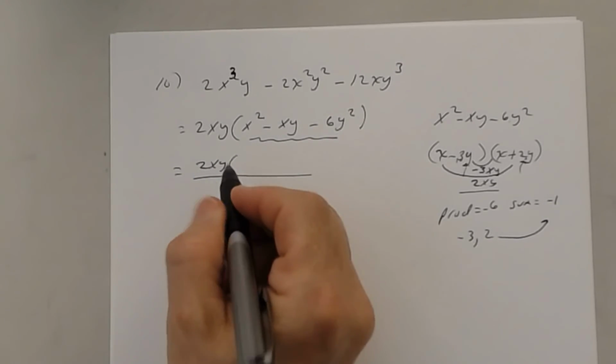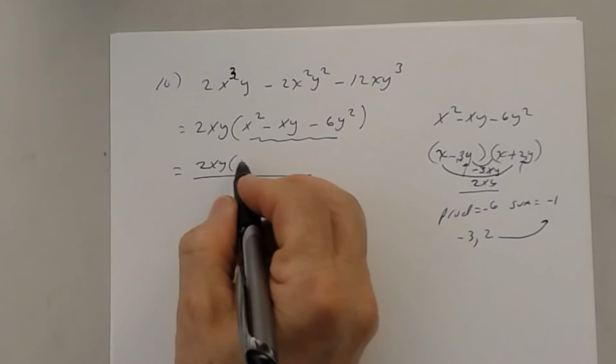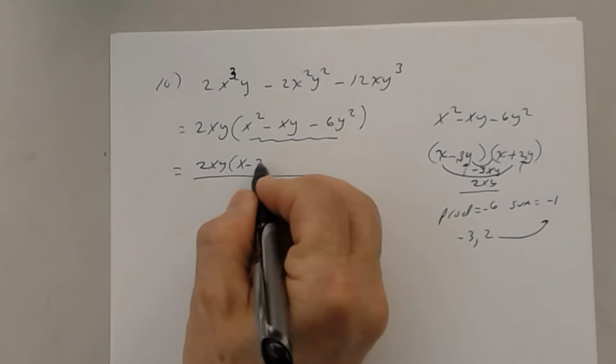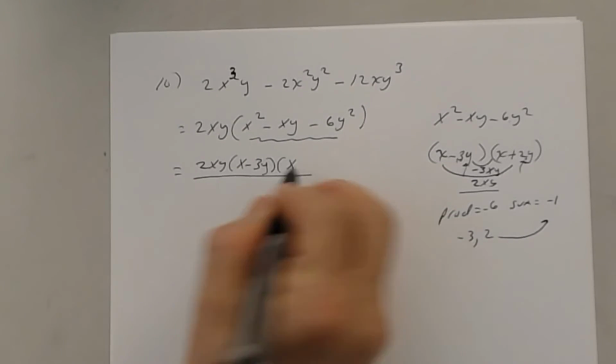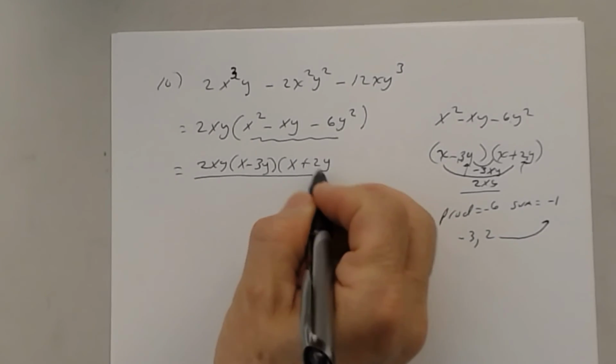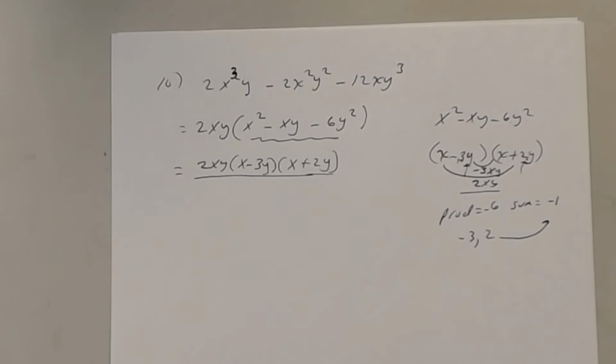2xy, the GCF. Always remember the GCF. 2xy times what? x minus 3y. Times x plus 2y. All right, there's the answer. All right, now one more.